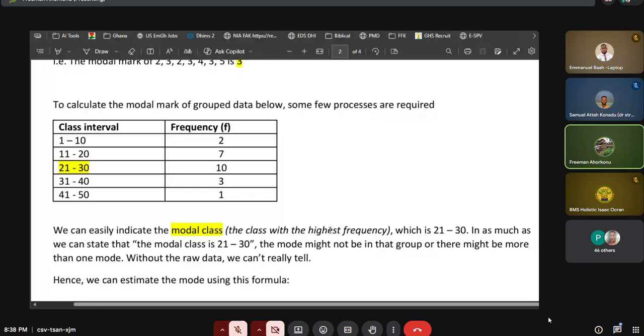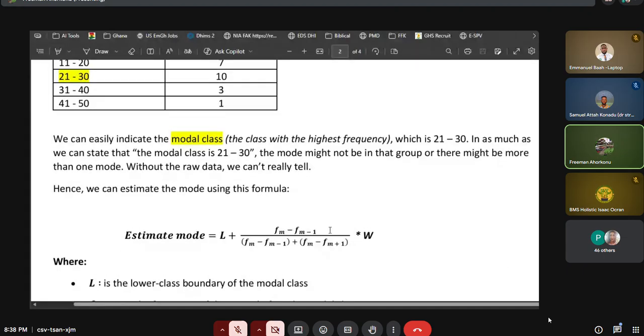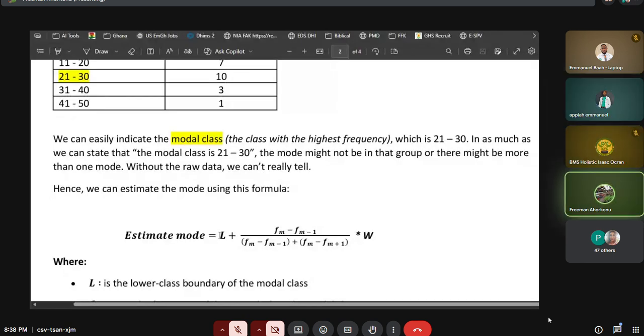Okay, back to the formula again. So we are assuming that we are in the exam hall. I'll just put the formula.